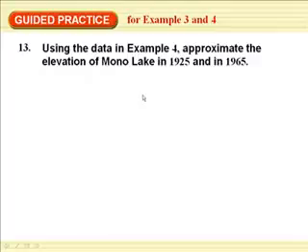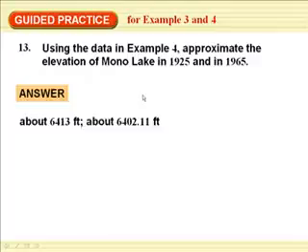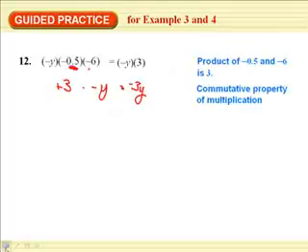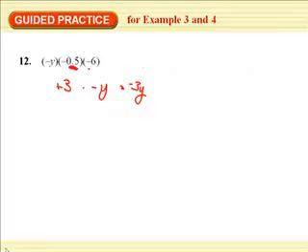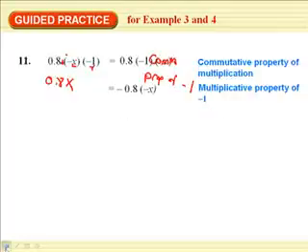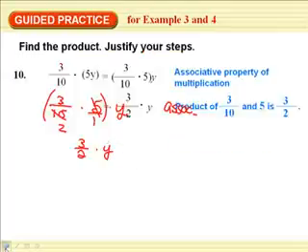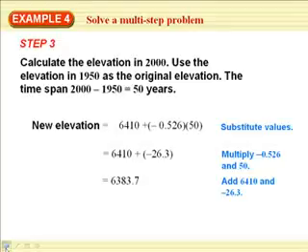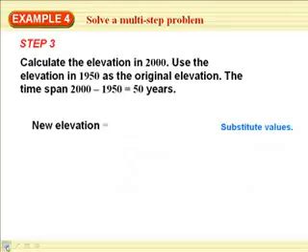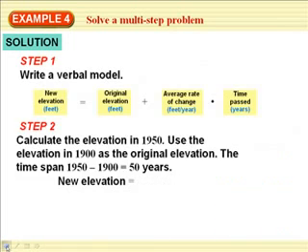Approximate the elevation of Mono Lake in 1925 and in 1965. Wait, I guess we've got to go back. Let me go back, if it will let me. I don't remember the... Let's go back to that. Sorry, it's kind of weird, isn't it? It's taken off all the things that I wrote. Sorry. Okay, there's where I want to be. Here we go.